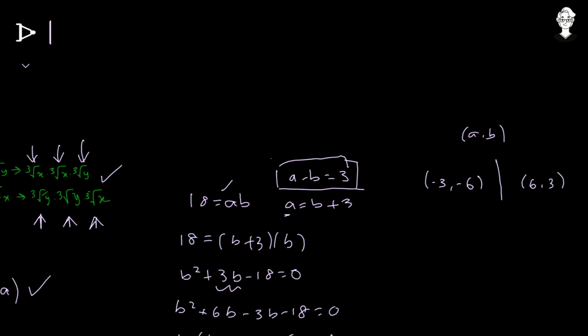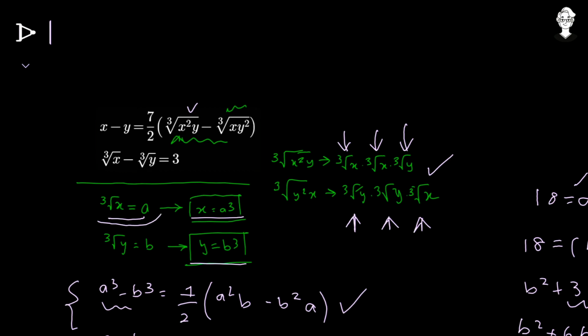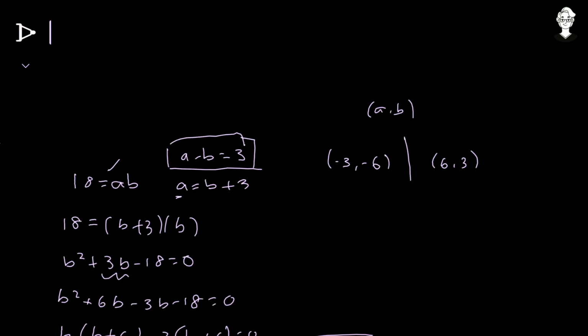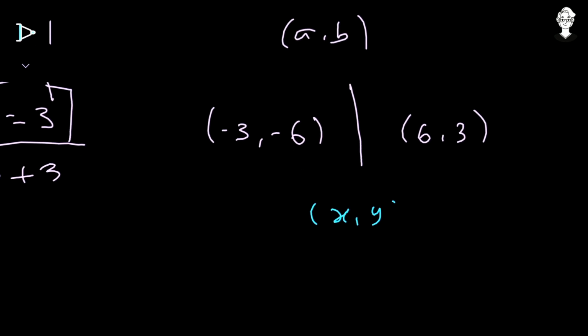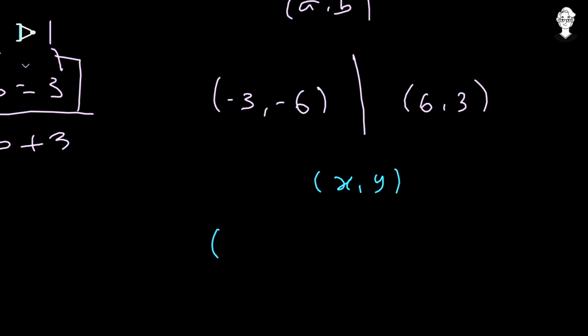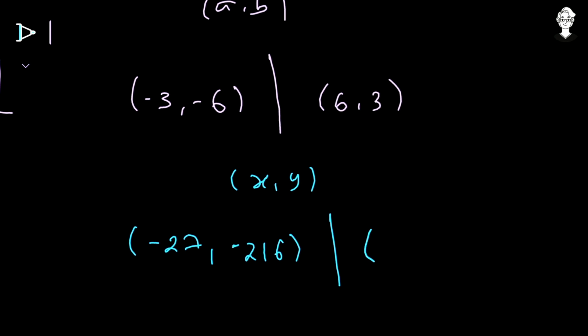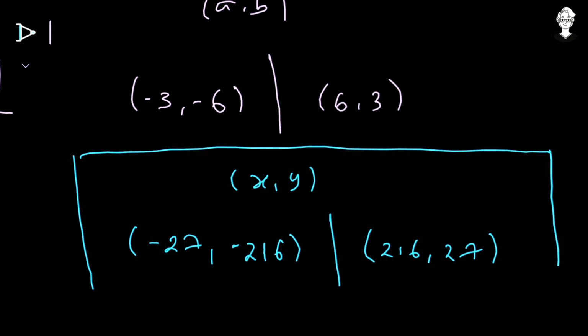Now what we have to find is the values of x and y. So the cube root of x is equal to a, the cube root of y is equal to b. So we have that x is equal to a cubed, y is equal to b cubed. So the pairs of solutions in terms of x comma y: negative 3 the whole cube gives me negative 27, negative 6 the whole cube gives me negative 216. This is the first pair. The second pair gives me 216 comma 27. So these are the pairs of solutions for x and y.